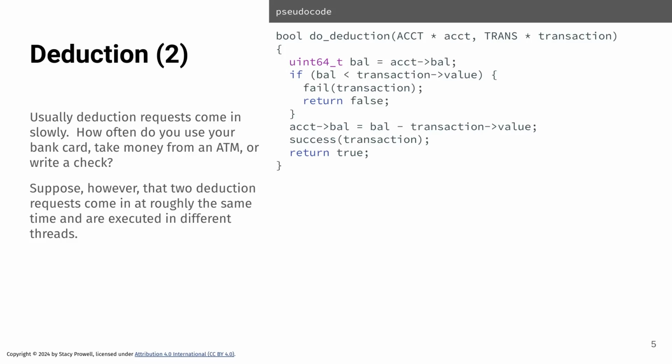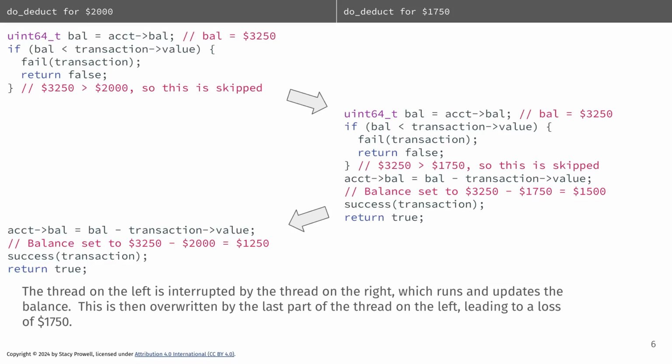And let's think about what might happen. So here's one scenario. Over on the left, we have gotten a demand to deduct $2,000. Over on the right, we've got a demand to deduct $1,750. So we start out, we get your account balance, which is $3,250. We check to see if $3,250 is less than $2,000. It's not, so we don't fail the transaction. We go right on ahead, but context switch. A context switch happens, and now we're in the other thread.